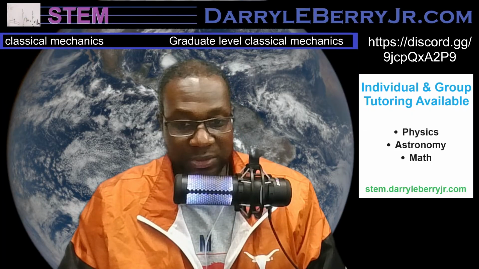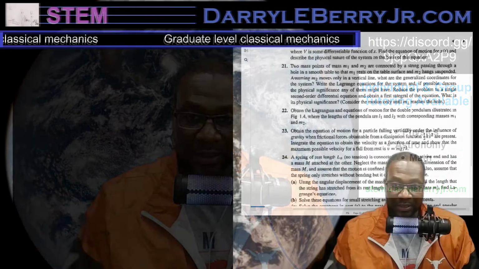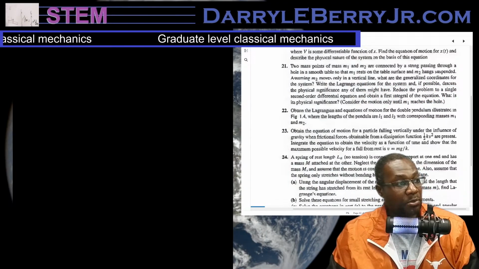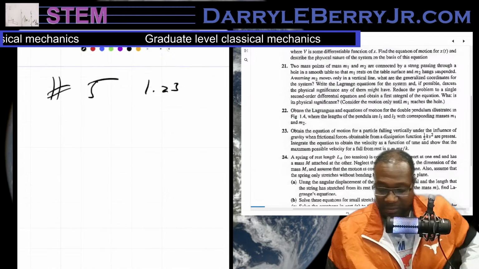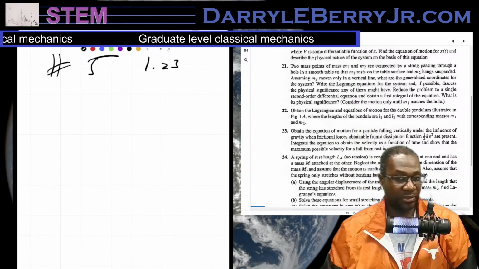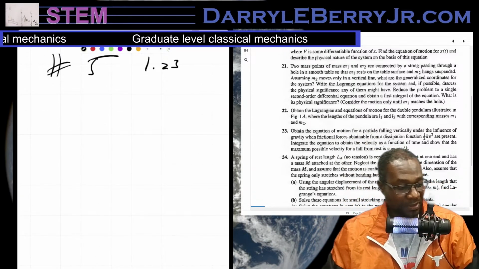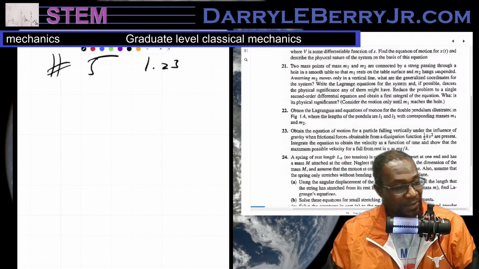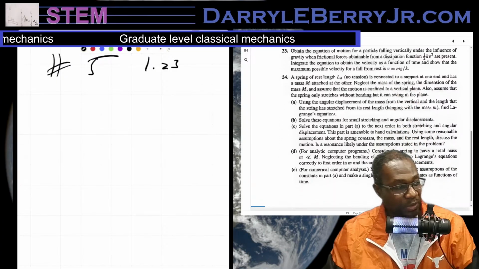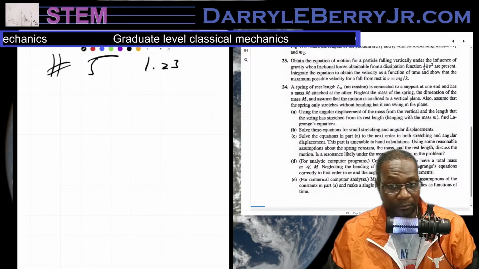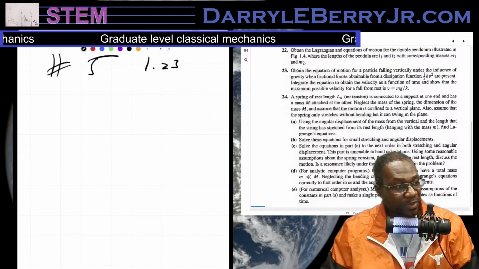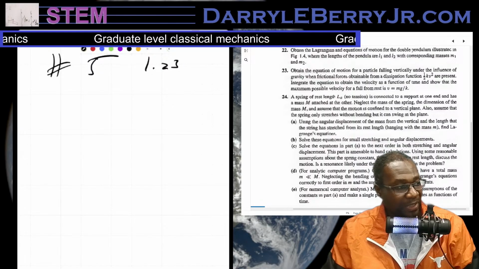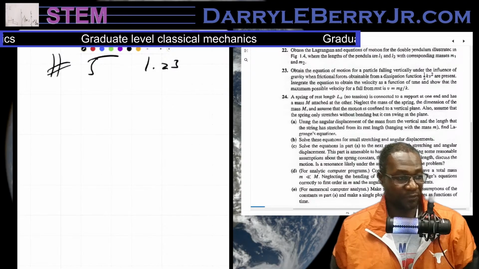This next problem is going to be the free fall problem that I actually had a problem with. I didn't do so well on this problem, I don't think. Certainly didn't understand it so well. So this is the one that says obtain the equation of motion, number 23. Obtain the equation of motion for a particle falling vertically under the influence of gravity when the friction force is obtainable from a dissipation function.